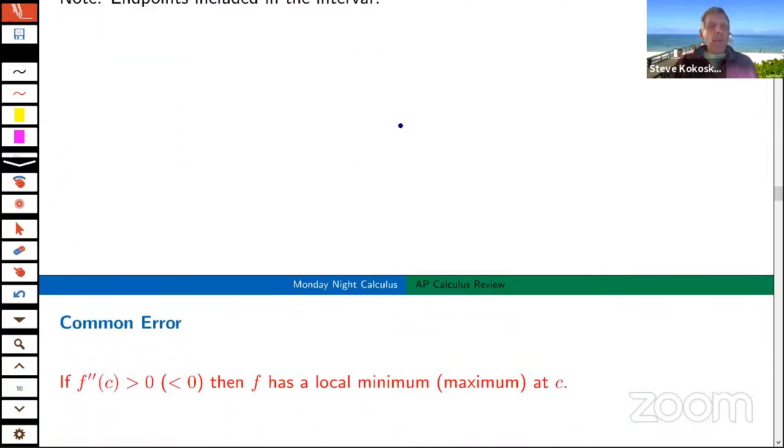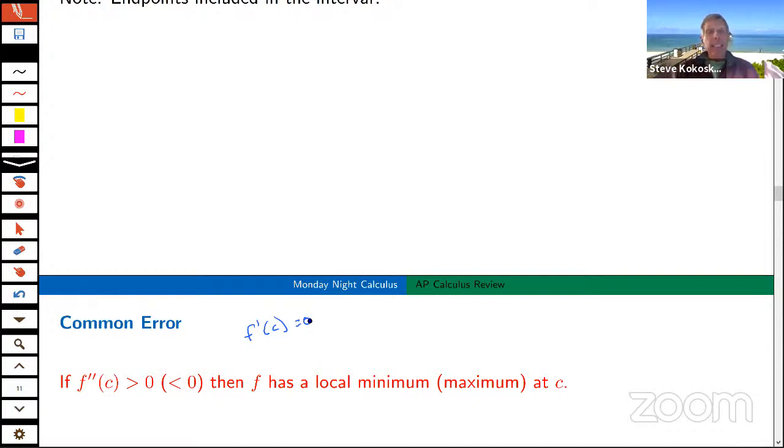Okay, if f double prime of c is greater than 0, let me see, just think about that for a minute, then f has a local minimum. If f double prime of c is greater than 0, that means that the graph of f is concave up at that point. So that means f must have a local minimum at c. What's missing there? That's wrong. And the reason is because you have to make sure first that f prime of c is equal to 0 or does not exist.